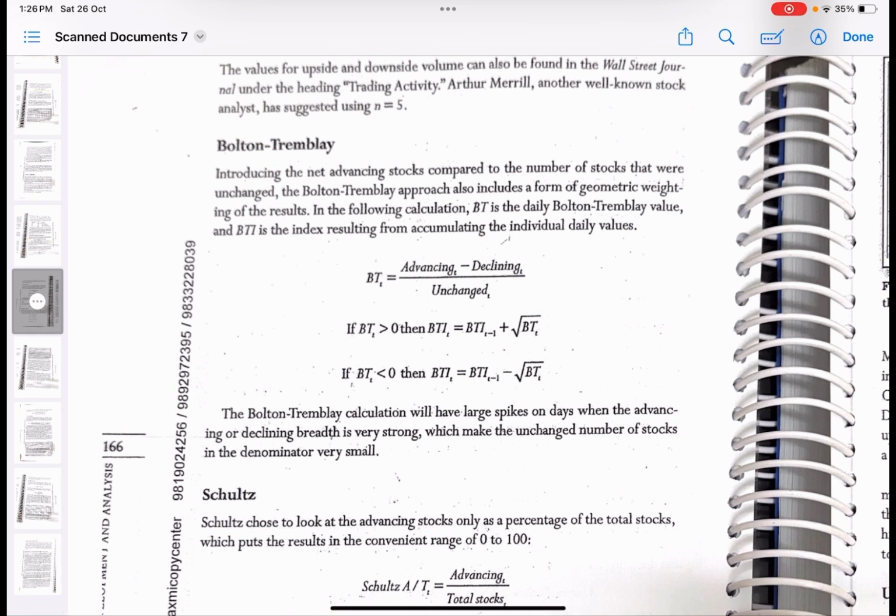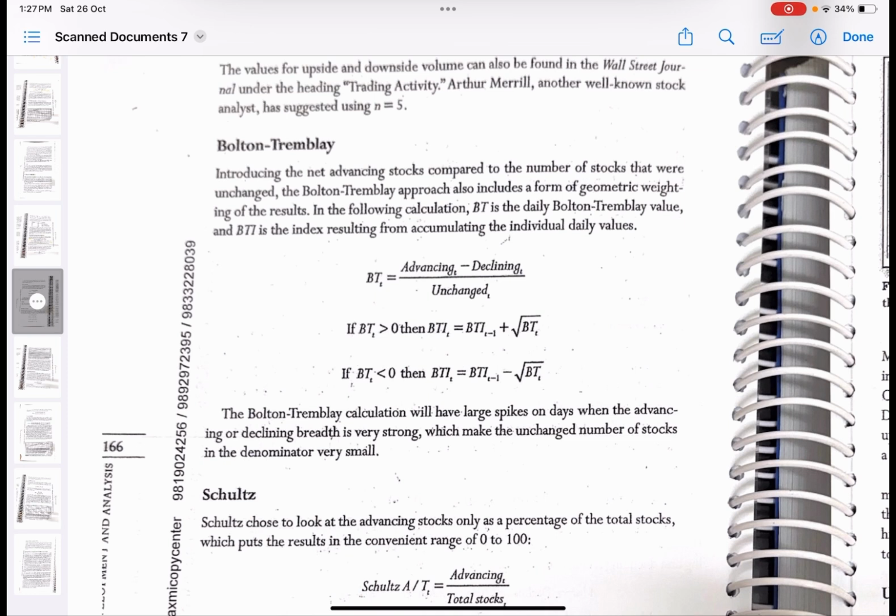Comparing the net advancing stocks to the number of stocks that were unchanged, the Bolton Tremblay approach also includes a form of geometric weighting of the results. So using the same advancing and declining concept, when you are taking weighting into account, the first thing that should come to your mind is Bolton Tremblay, because it doesn't take just the direct or smoothed values; it also keeps weighting into account. BT is the daily Bolton Tremblay value, and the BTI is the index resulting from accumulating the individual daily values.